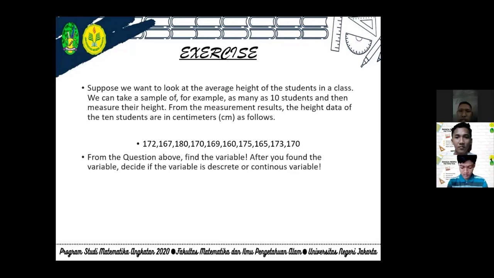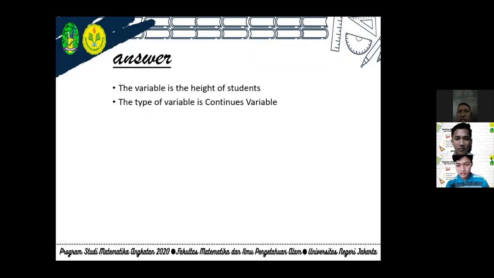From the question above, find the variable. After you find the variable, decide if the variable is discrete or continuous. You can try to answer. And if there's no answer after 3 minutes, we are going to give the answer.